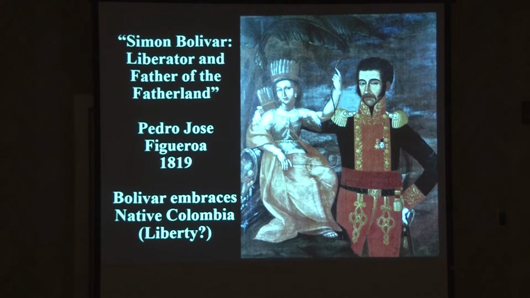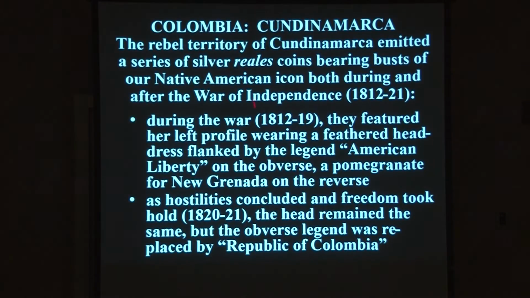So once more, we see that the coins are reflective of much wider imagery in the society at the time and vice versa. We find that when we look at this next coin from Cundinamarca in Colombia as well. The rebel territory of Cundinamarca emitted a series of silver reales coins bearing busts of our native Mexican icon, both during and after the War of Independence. During the war, they featured her left profile wearing a feathered headdress, flanked by the legend American Liberty on the obverse, a pomegranate for New Granada on the reverse. So it comes back into play here again.